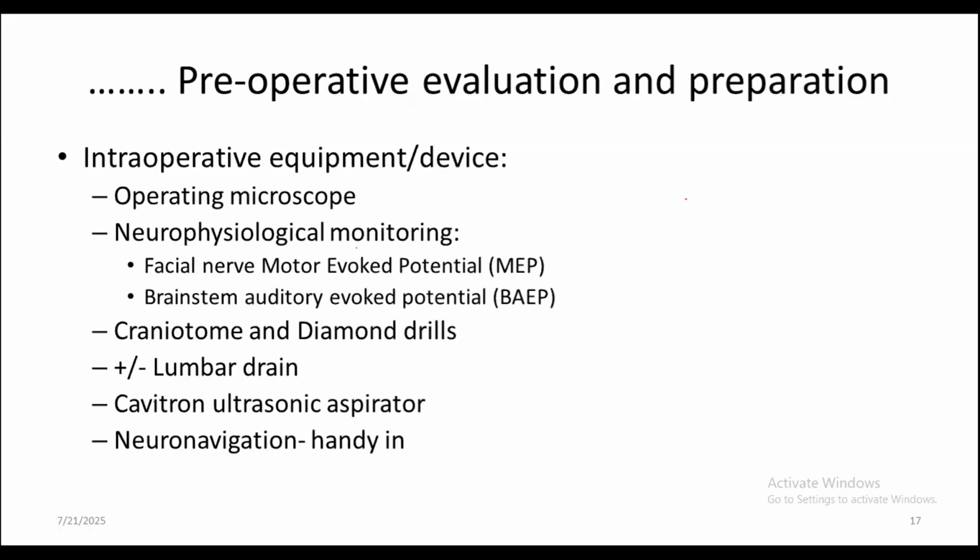What are the intraoperative equipment and devices that are necessary for this? The operating microscope is very important because it is a microvascular surgery, and neurophysiological monitoring for the facial nerve motor evoked potential, as well as the brainstem auditory evoked potential for cranial nerves 7 and 8 respectively. This is necessary intraoperatively to prevent injury to these nerves, and when an injury is detected early, it can actually be repaired. Craniotomy and the use of diamond drills is important.